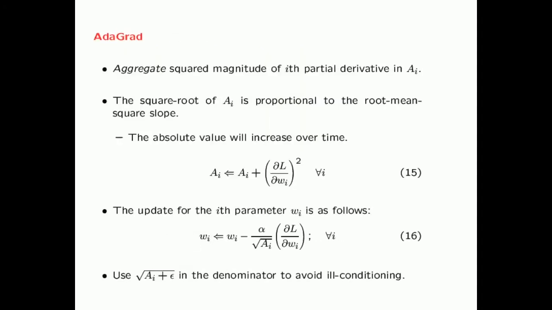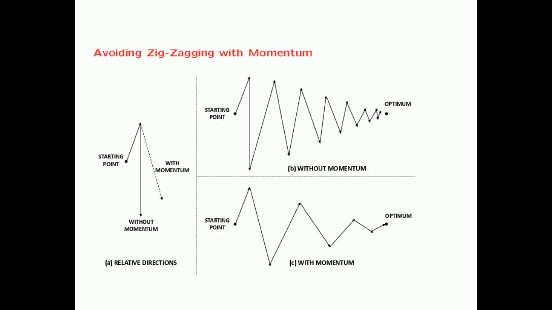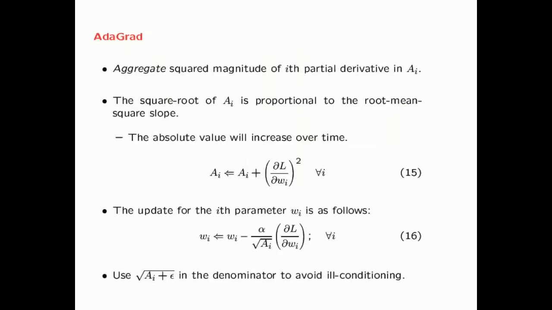One way of doing it is by using a normalization parameter A_i, which is proportional to the root mean square slope along each weight. Note that according to equation 15, A_i contains the aggregate value of the gradient of the loss function with respect to each weight. So if the absolute magnitudes of the gradients are very high in particular directions, the value of A_i will be very high. For example, here the value of A_i will tend to be higher in the y direction, and smaller in the x direction.